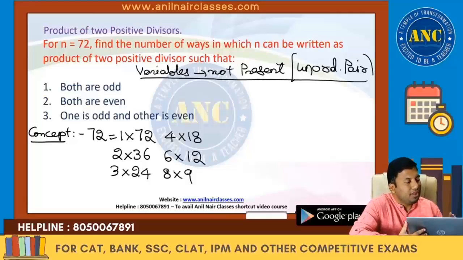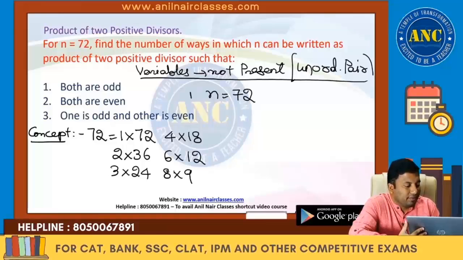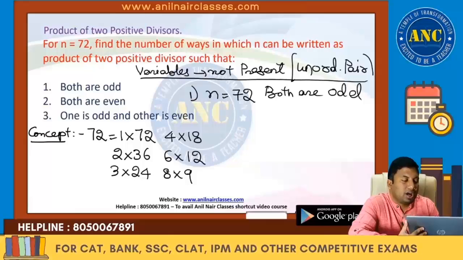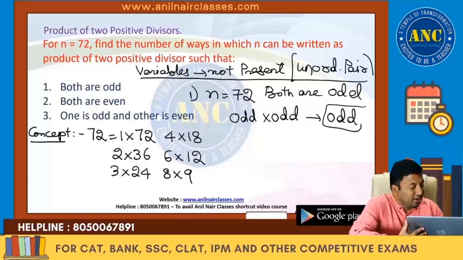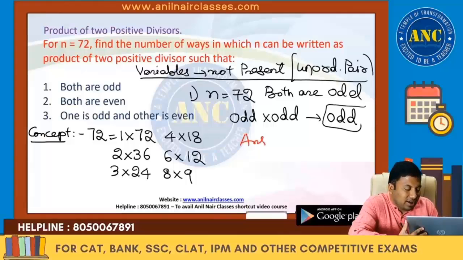Now, n is 72. First case: both are odd. Both are odd means odd into odd. What is odd into odd? Odd into odd is an odd number. But 72 is an even number. Odd into odd is odd. So the first one answer is 0.